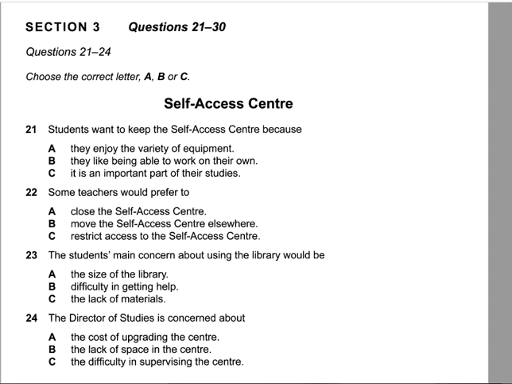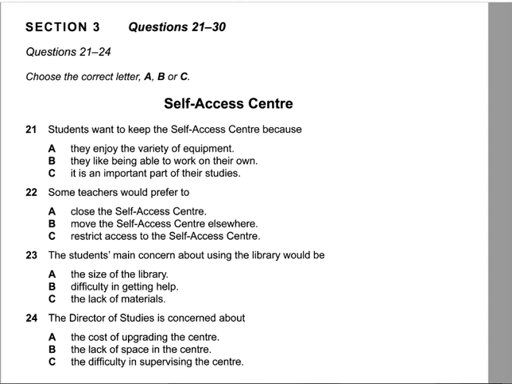Some of us also think that we could benefit a lot more by relocating the Self-Access Centre to the main university library building. How do you think the students would feel about that, Yun? Well, the library is big enough to incorporate the Self-Access Centre, but it wouldn't be like a class activity anymore. Our main worry would be not being able to go to a teacher for advice.